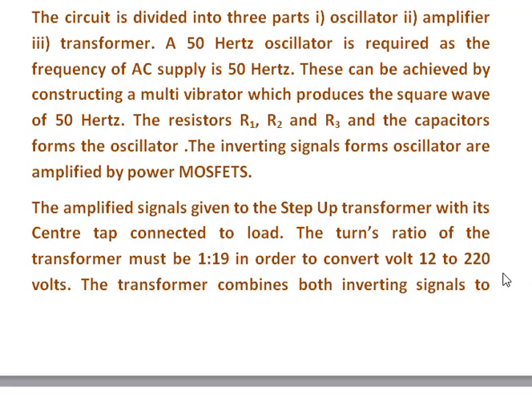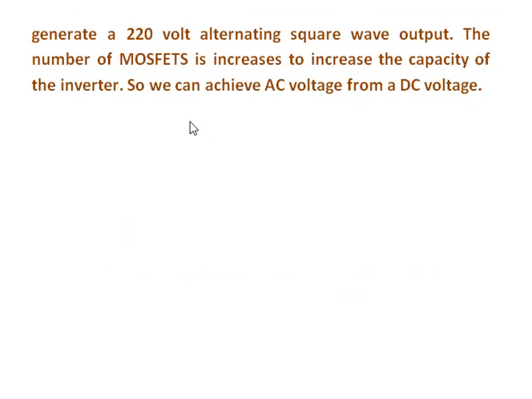So the 12 volt is converted into 220 volts AC. The transformer combines both inverting signals to generate a 220 volt alternating square wave output. The number of MOSFETs is increased to increase the capacity of the inverter. So we can get AC voltage from DC voltage using the inverter circuit.